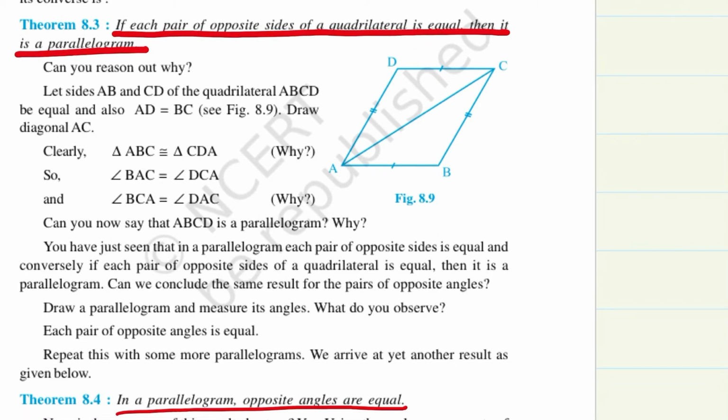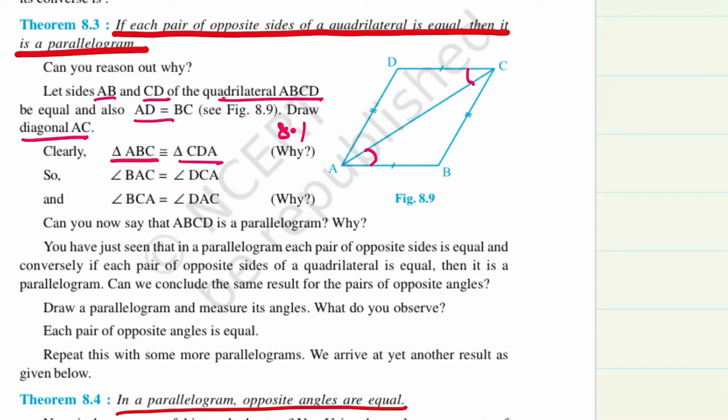Yes. Now again, we are taking sides AB and CD of a quadrilateral ABCD to be equal, and also AD is equal to BC. Draw a diagonal AC. Now clearly, we know that triangle ABC is congruent to triangle CDA. Why? According to theorem 8.1, a diagonal divides a quadrilateral into two congruent triangles. If these two triangles are congruent, obviously the angles BAC and angle DCA are also congruent.